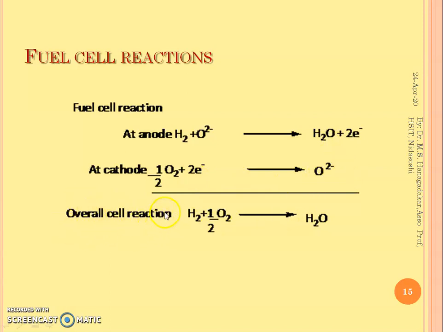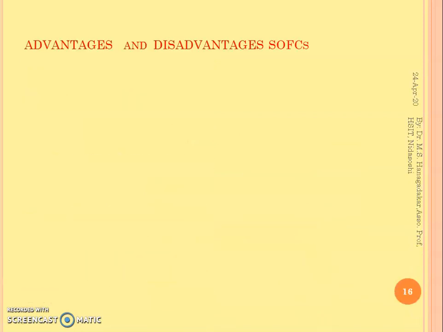Then we can write the overall cell reaction by cancelling the common oxide ions, which are on the reactant side used for the oxidation process and gained by the reduction process. Finally, the net cell reaction is 1 mole of hydrogen gas combining with half a mole of oxygen gas, forming 1 mole of water. These are very simple redox reactions in the solid oxide fuel cell.